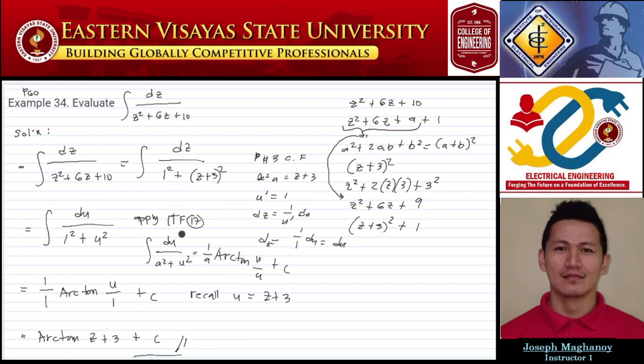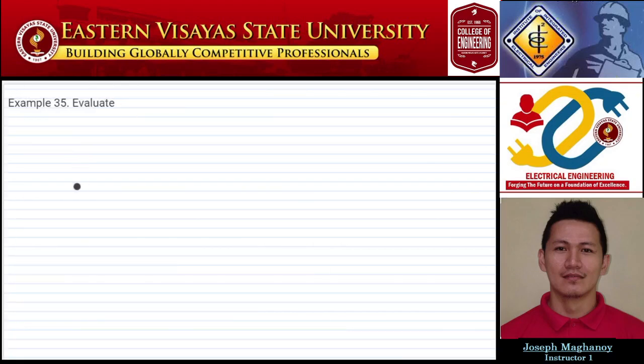Okay, moving on to our next sample, example number 35. Your example number 35 can be found in your workbook on page 61. So the problem, example number 35, we need to evaluate the integral of sine theta d theta all over 7 plus cosine squared theta. Okay.